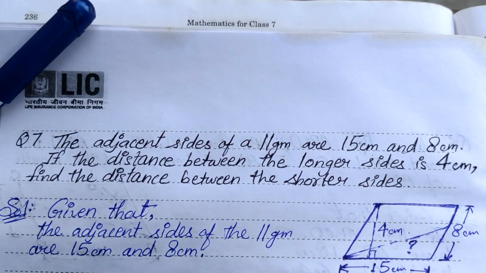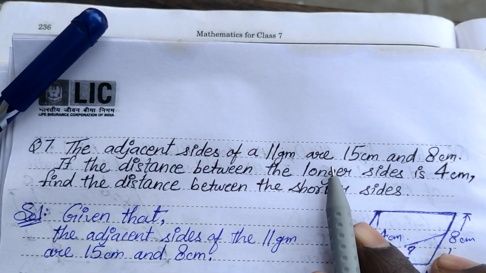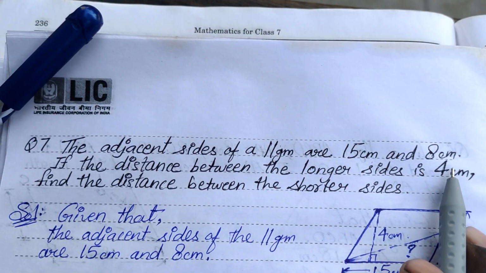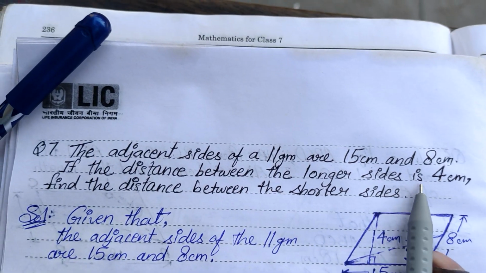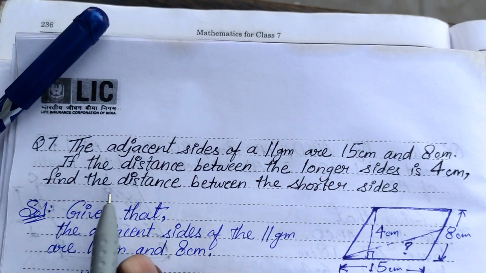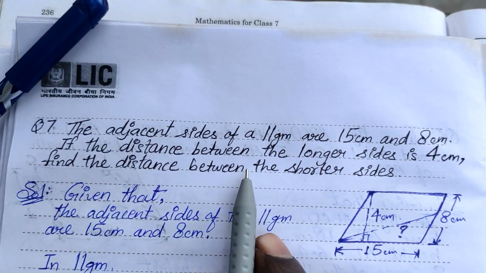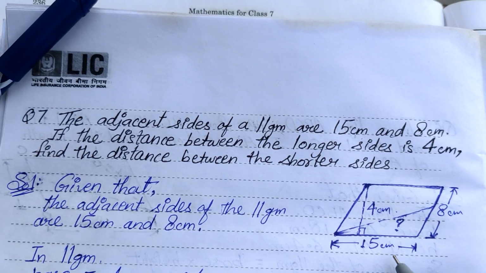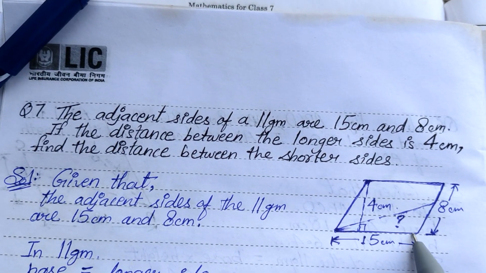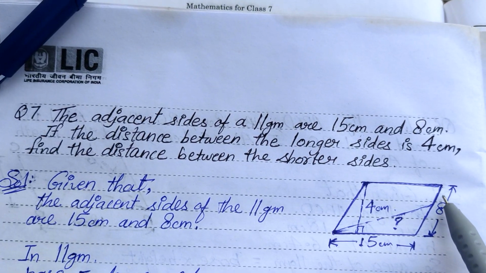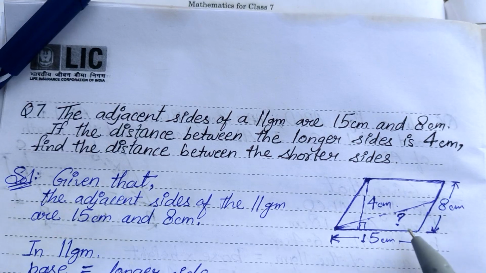Now question number 7. Adjacent sides of a parallelogram are 15 cm and 8 cm. If the distance between the longer sides is 4 cm, find the distance between the shorter sides. Now according to the question, the figure is this. We have adjacent sides. The length of this one is 15 cm and the length of this one is 8 cm, or say the length is 15 and the breadth is 8 cm.